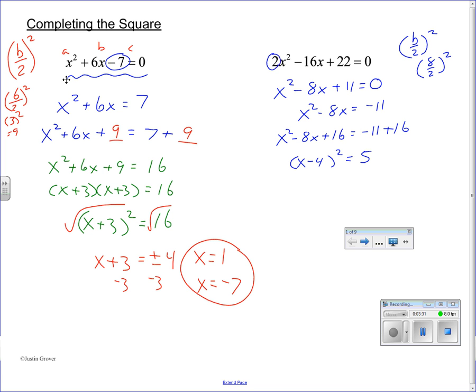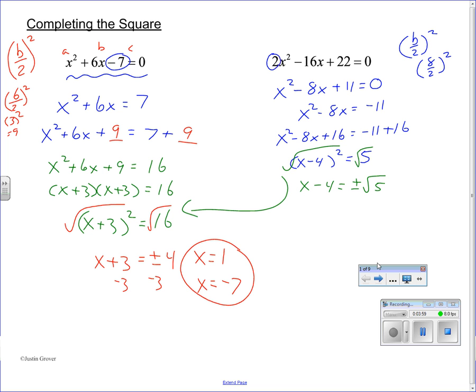And then square root of both sides. We get x minus 4. When you square root of x minus 4 squared, it's just x minus 4. And the square root of 5 is plus or minus the square root of 5. See, in our last example, over here, when we did square root of the number on the right, we did square root of 16, but 16 was a square number, so it just became plus or minus 4. 5 is not a square number, and so it's just plus or minus the square root of 5.